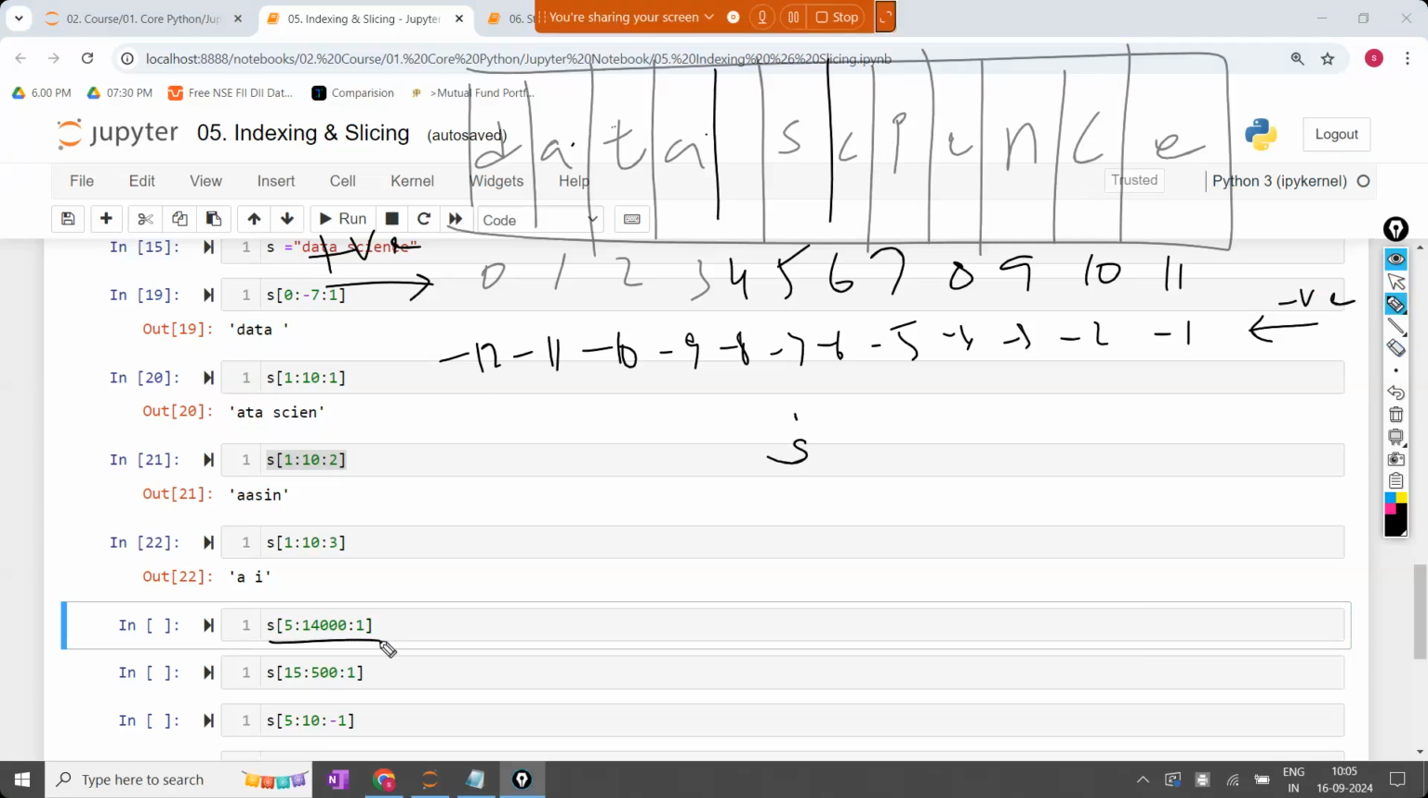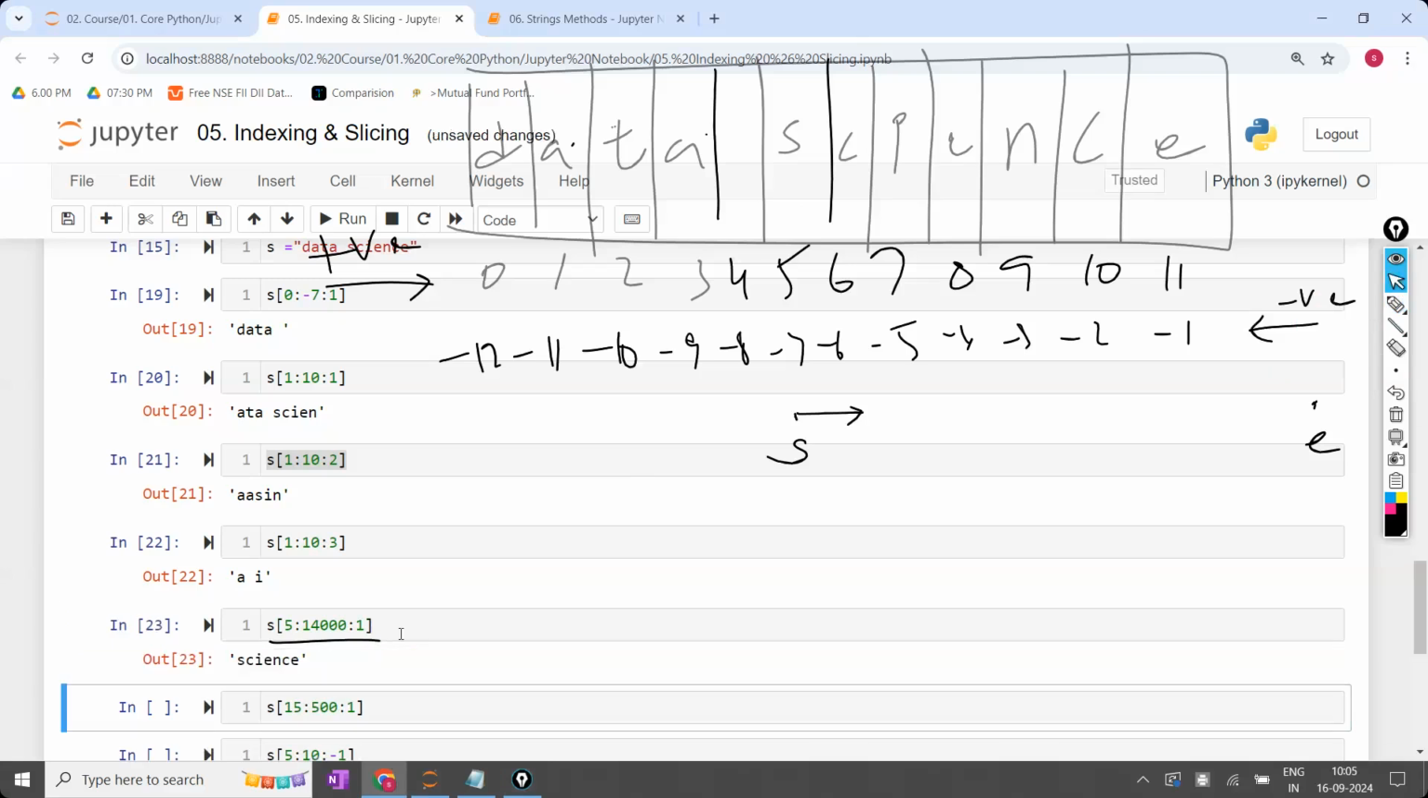Next, 14,000. After 11, anything is one and only the same. 12, 13, 14, 15, 20, even 14,000, 44,000 also same. One E outside somewhere. Direction. This is the direction. What is the meaning of this? S, C, I, E, N, C, E. So, science. You are going to get the output as science.